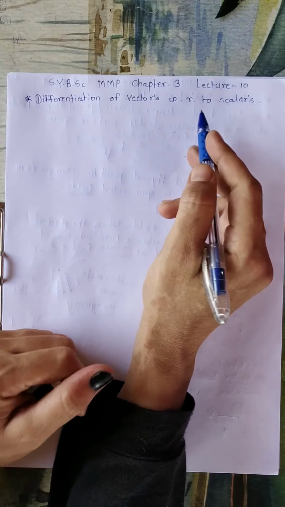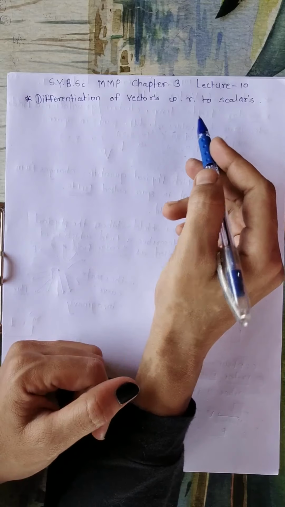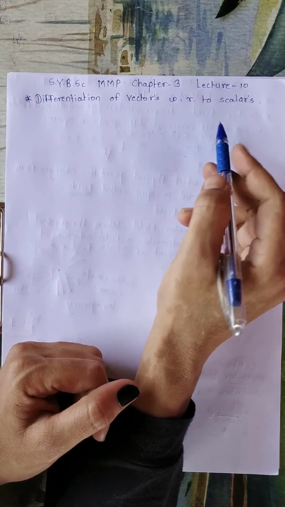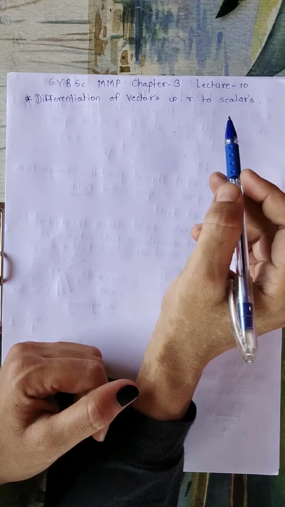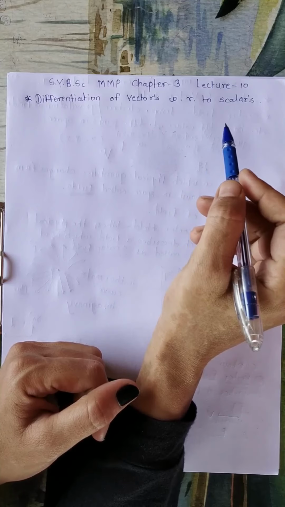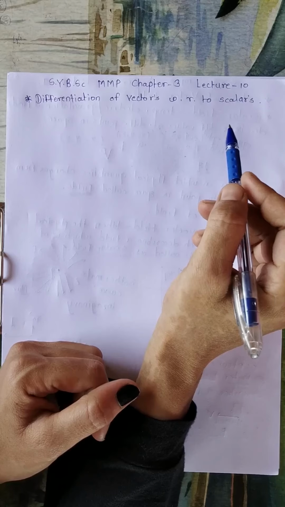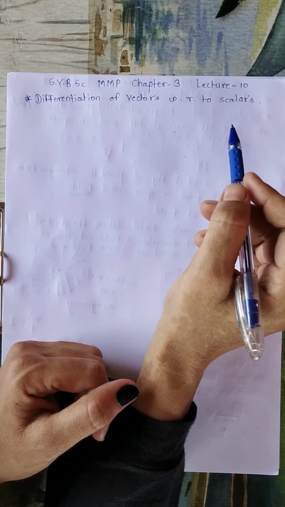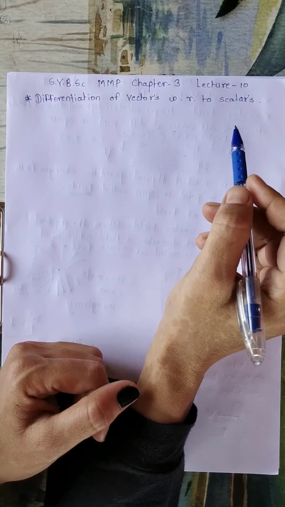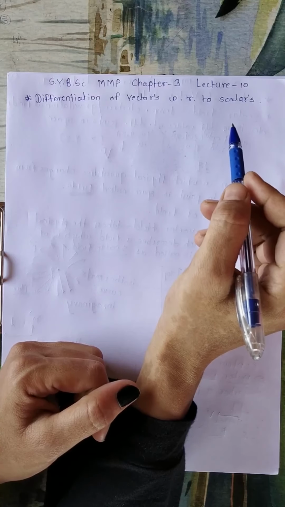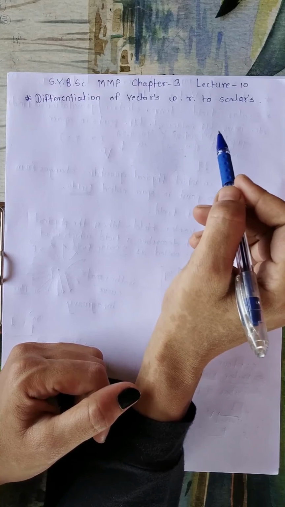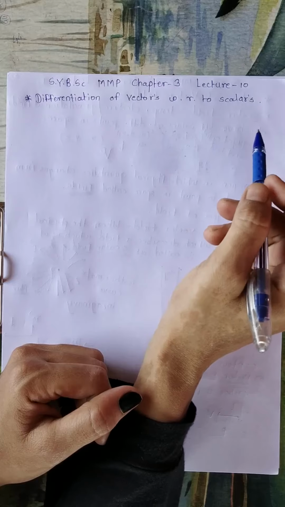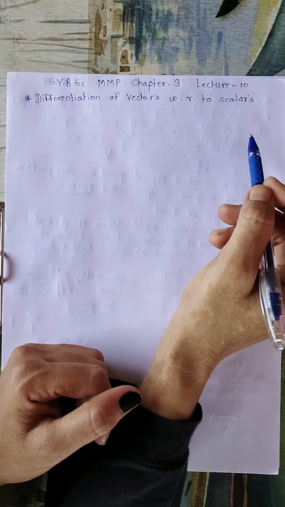Now when a vector function is a function of more than one scalar independent variable, then a partial derivative is needed. In our second chapter also we discussed that if your function has more than one independent variable, then we take a partial derivative. We can't take a total derivative or exact differential, so we have to take the partial derivative. Therefore, in the case of a vector also, if your vector function depends on two or more scalar independent variables, then a partial derivative is needed.